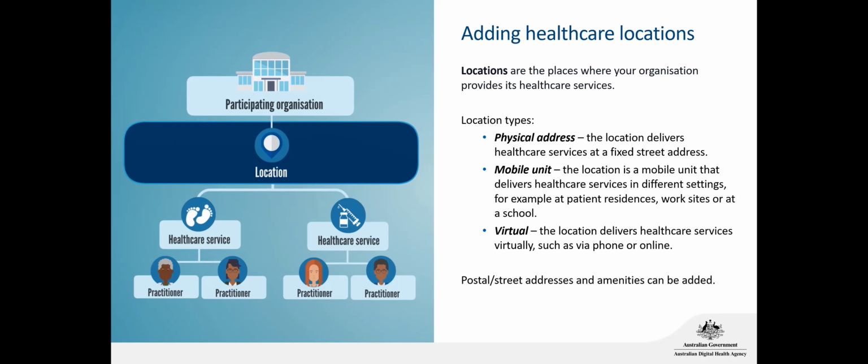So you can put in physical address information about the actual physical place where your services are being provided. You can also choose mobile units if there is a mobile unit that delivers healthcare in a range of settings, for example, at patients' residences, work sites, or at schools. And then you can also choose a virtual location option as well, for if you're doing telehealth or phone or online services. You can differentiate between postal address and your physical addresses to push that kind of information to your business partners as well.